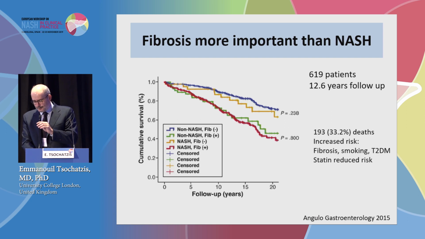This study is a multi-center study. The follow-up is just 13 years, but you can see that, again, what is important is the presence of advanced fibrosis rather than the presence of NASH. And increased risk is fibrosis, smoking, type 2 diabetes, and statins were protective.